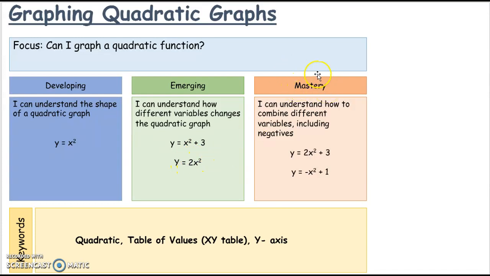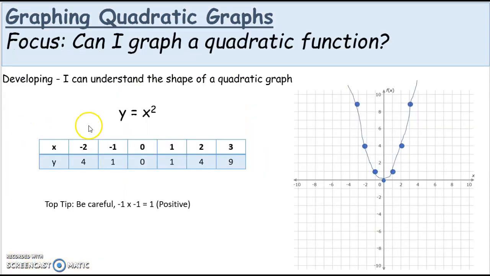And lastly, mastery. Do you understand how to combine different variables, including negatives? So you have your 2, your 3, and a negative. Keywords are quadratic, table of values, or xy tables, and the y-axis. So for the very first problem, do you understand what a graph looks like?